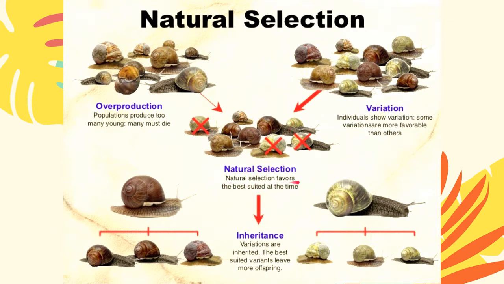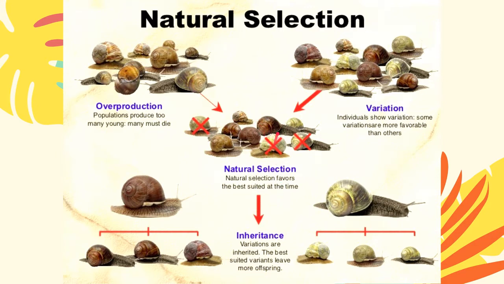Natural selection favors the best suited at the time. So, for example, if they are living in muddy waters, it would be expected that those darkly pigmented snails will be the ones to survive because they could camouflage better, and the light-colored snails will be easily seen by the predator and easily eaten, so they will not be able to reproduce. So overproduction and then variation within the population, then natural selection favors the best suited at the time.